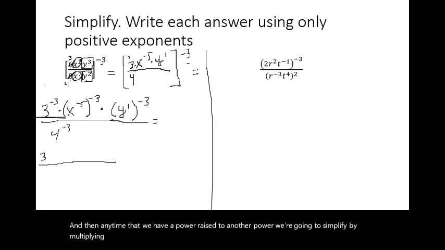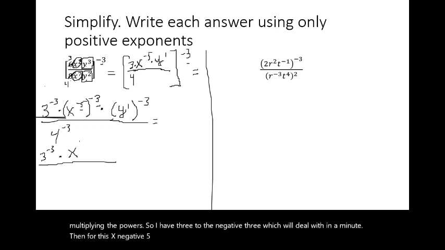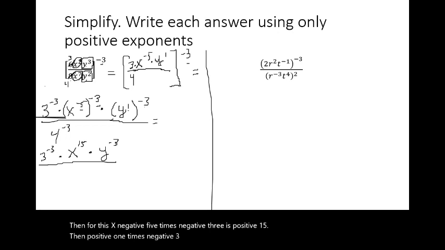So I have 3 to the -3, which I'll deal with in a minute. Then for this x, -5 times -3 is +15. Then +1 times -3 is y to the power of -3. And don't forget that was all divided by 4 to the power of -3.